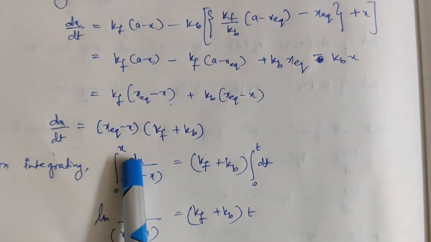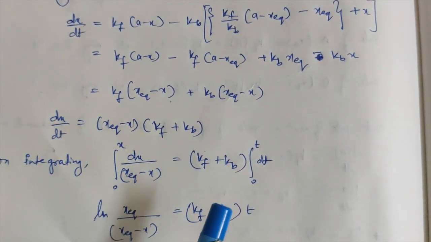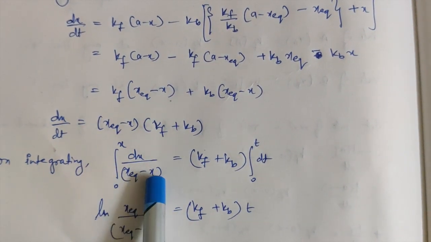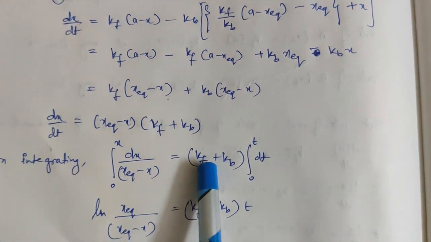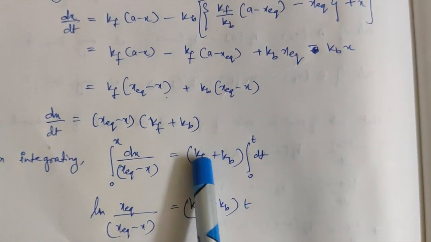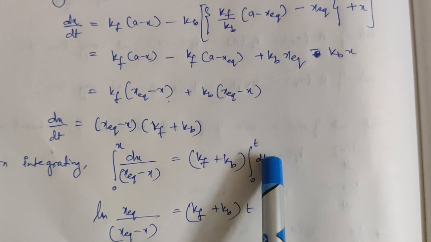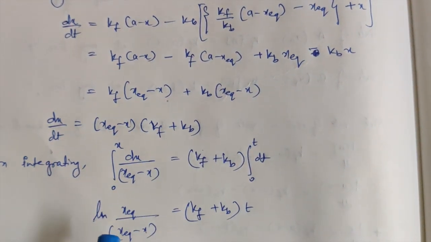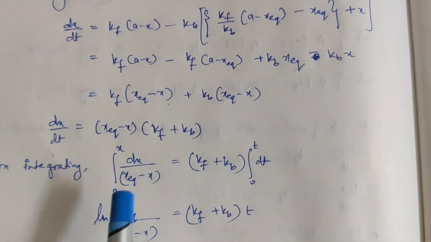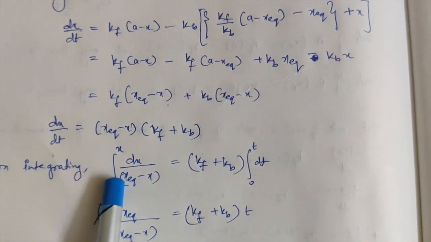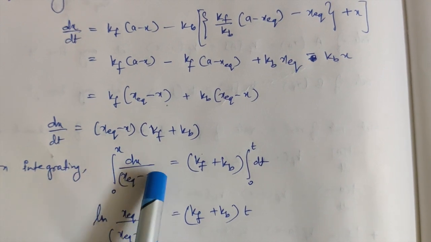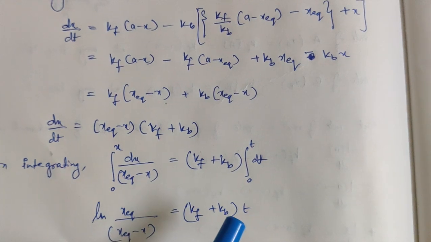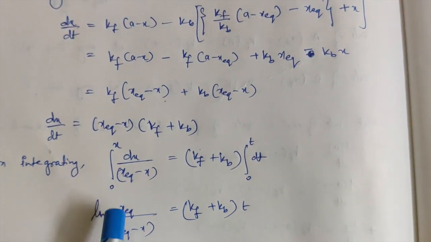Now I can just integrate this because I want to get the final answer. So on integrating, I will get dx divided by Xeq minus X, and on the right hand side I'll get Kf plus Kb, because these are constants, so these won't get integrated. I have to just integrate the dt part that I have just multiplied on the left side. So you can do two things. Either you can take the indefinite integral and then put the value of the constant, but that will just include 2 or 3 steps more. So I have just taken the definite integral.